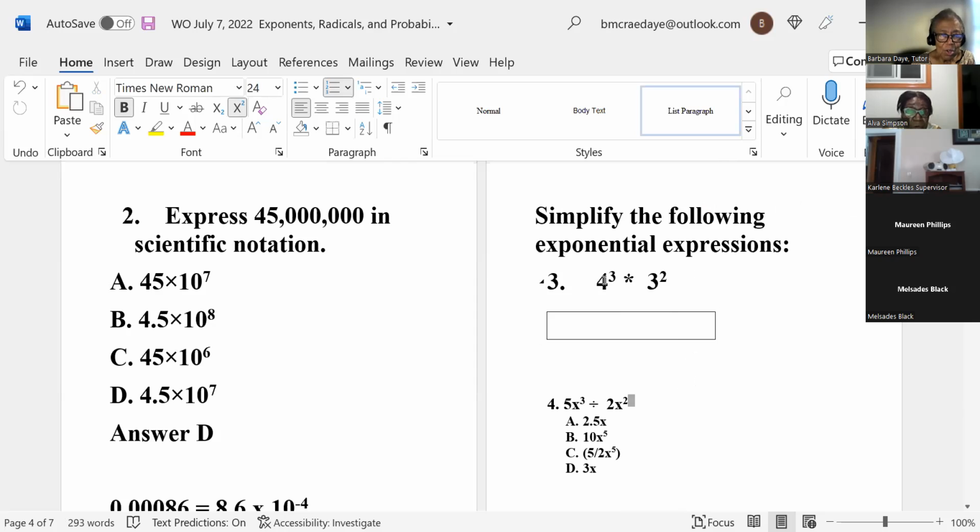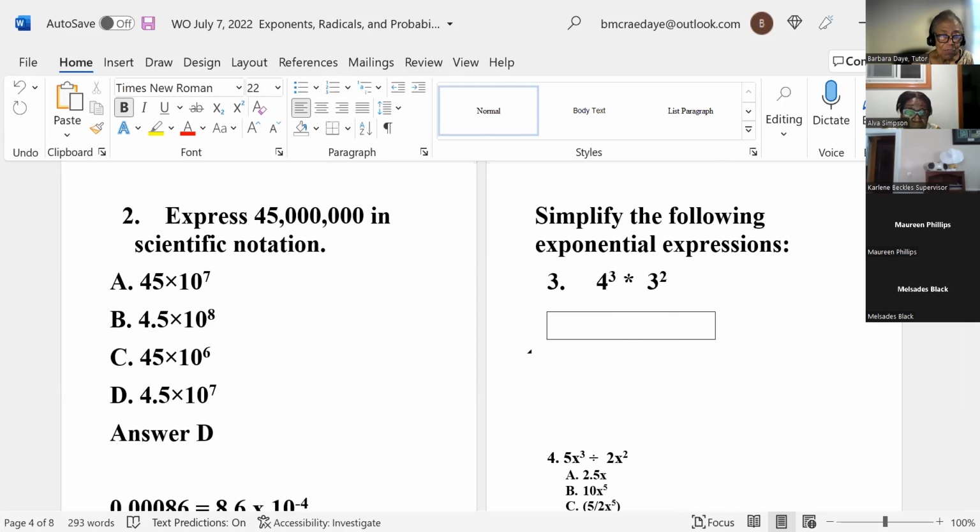Okay, simplify the following: 4 to the 3rd. What is 4 to the 3rd, Alva? What's that equal to? What does that really mean? 4 to the 3rd. What does that mean? You're gonna multiply the 4 how many times? That's not a 4, that's a 3. Oh, I'm sorry. Yes, 4 multiplied by itself how many times? 4 multiplied by 4 multiplied by 4. Yeah, 4 multiplied by itself 3 times, right?